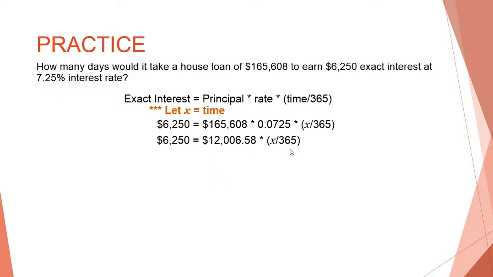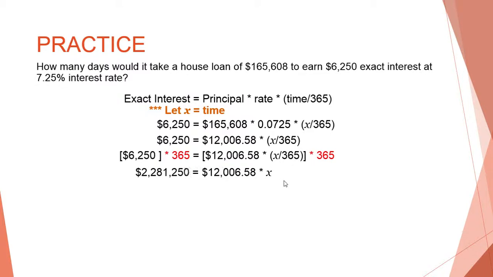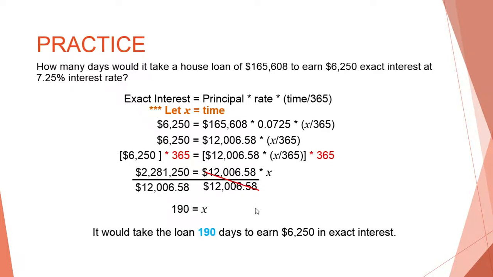We get $12,006.58. And now we need to get rid of the 365 by multiplying it on both sides. When we do that, we get 2,281,250 equals $12,006.58 times x. So what we need to do now is divide both sides by $12,006.58, giving us 190 days.